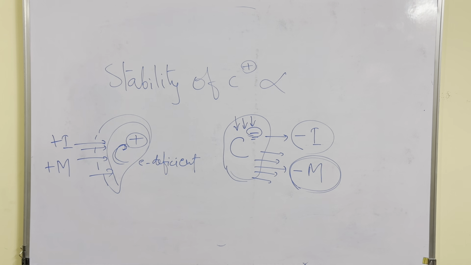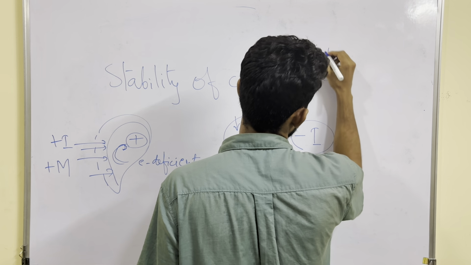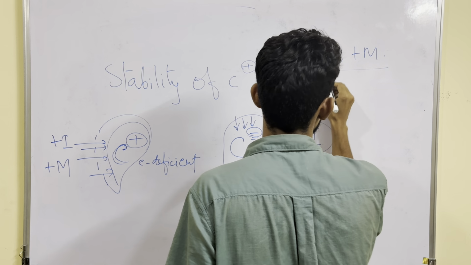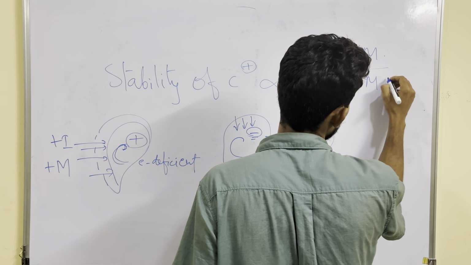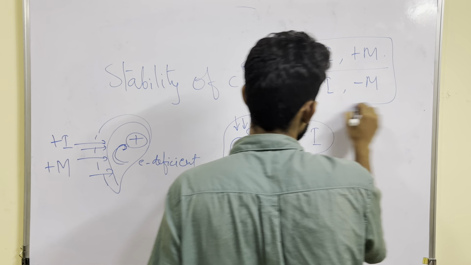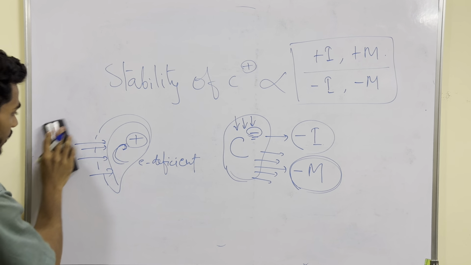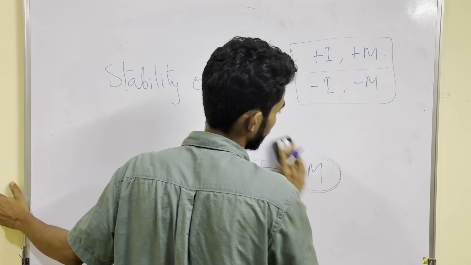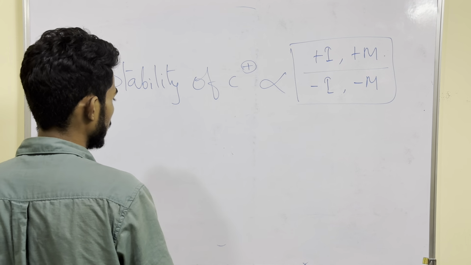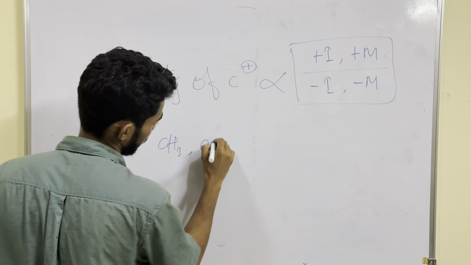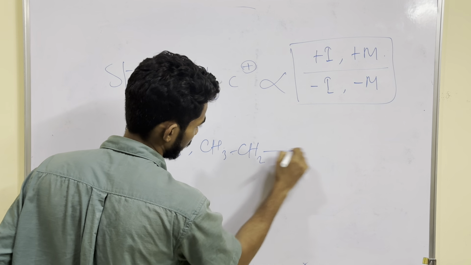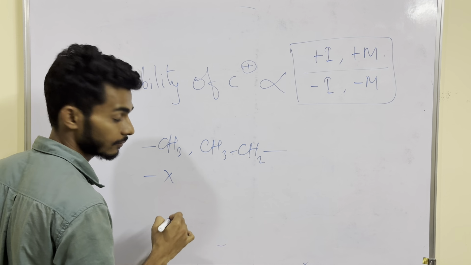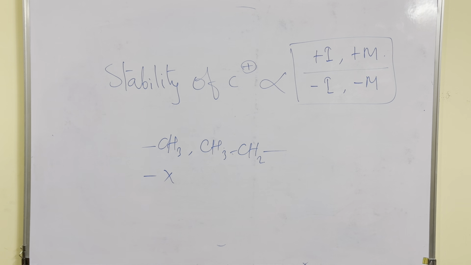So stability of carbocation is directly proportional to plus I effect and plus M effect, but it is inversely proportional to minus I effect and minus M effect. Okay, can you please tell me a group which will show plus I effect? Plus I effect will be shown by alkyl group. Alkyl group, that is CH3, CH3CH2. All these will show plus I effect. Minus I effect will be shown by X.